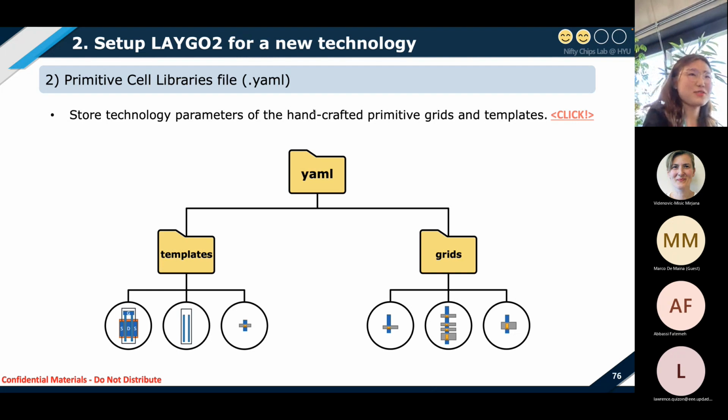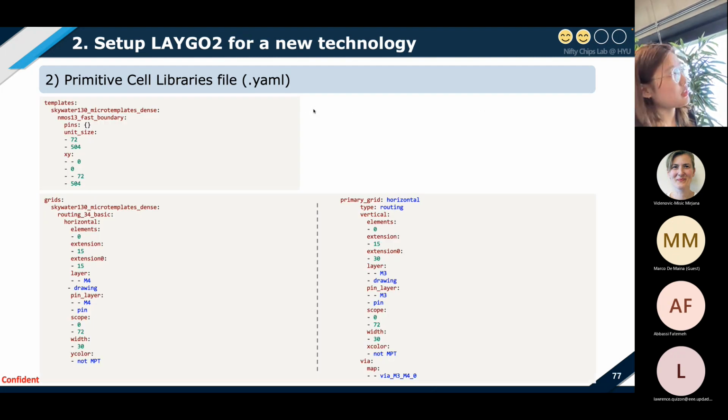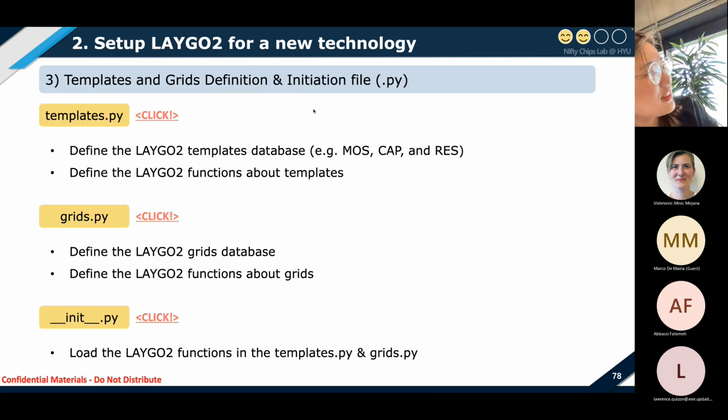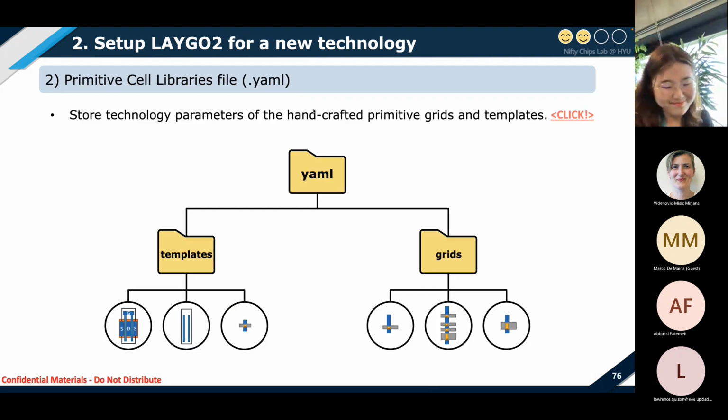And then if you finish the process just before, then YAML file is generated. Do you remember 4 types of primitive cells? There are placement grids, via templates, and like that. Anyway, in this file, they are classified into two: grids and templates. Here is an example. Each cell has the information about properties like unit size or extension or layer. If you want to check detail, then just click this button.